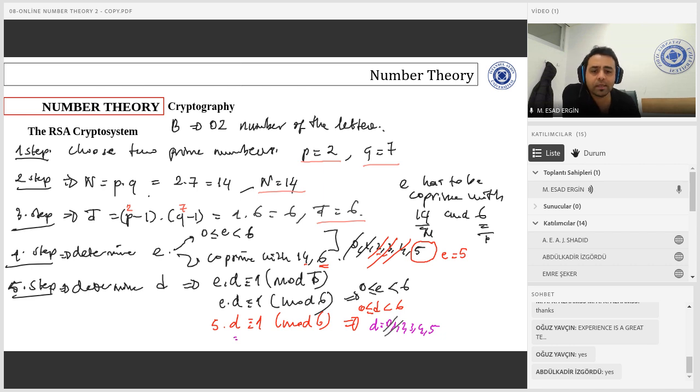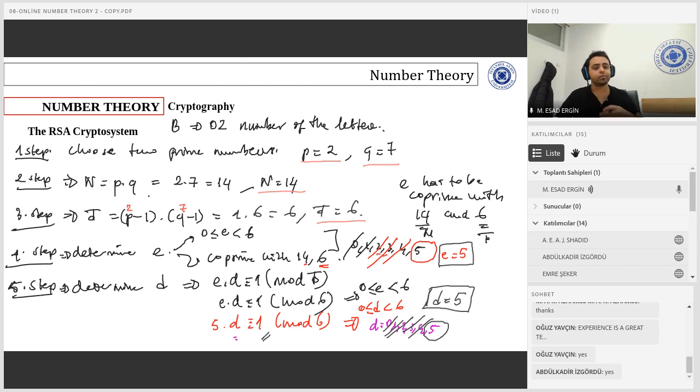Yes, it cannot be 0 or 1. If it is 2, it will be 10, and the remainder will be 4. If it is 3, it will be 15, and the remainder will be 3. If it is 4, it will be 20, and the remainder will be 2. And if it is 5, 5 multiplied by 5 is 25, and the remainder will be 1. Yes, so we can say that D equals 5. But now we get E equals 5 and D equals 5 too.